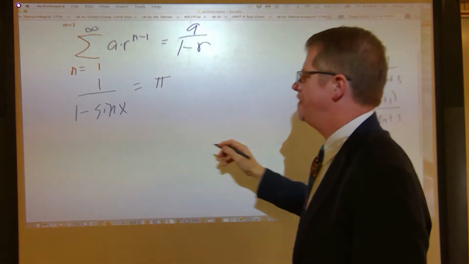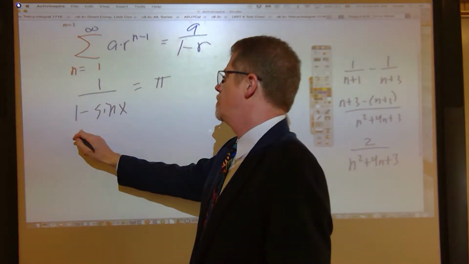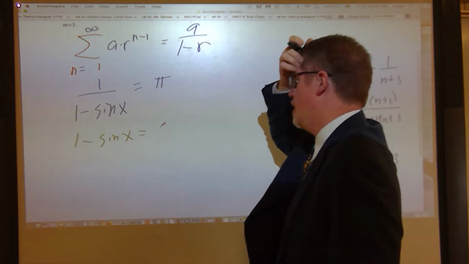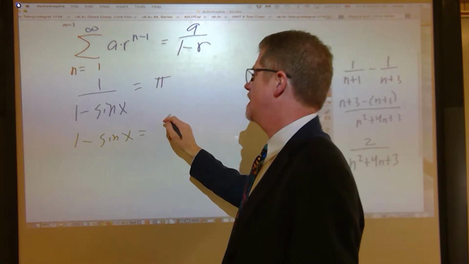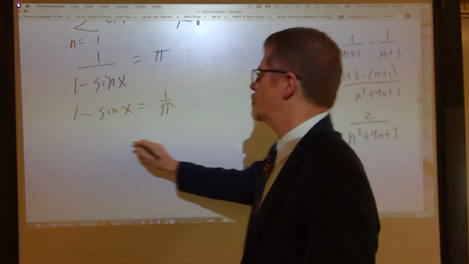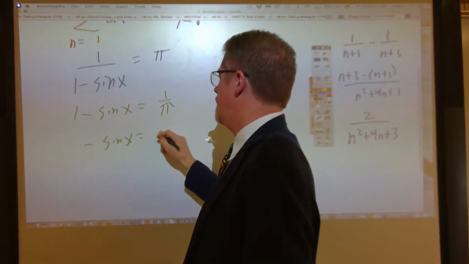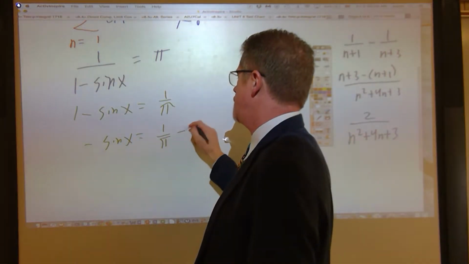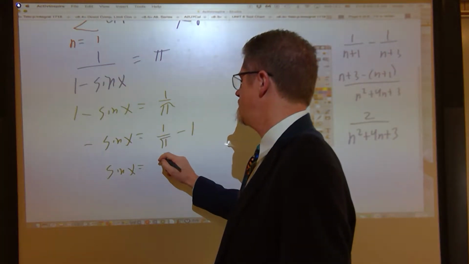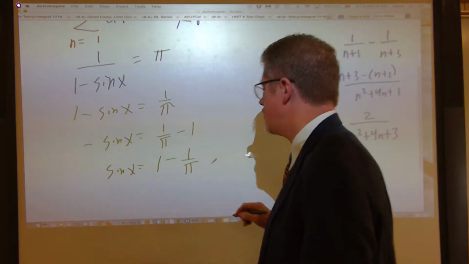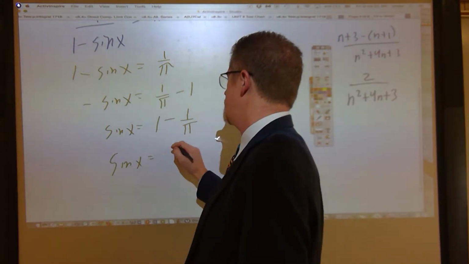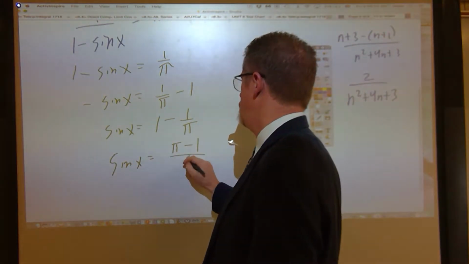Well, let's see how you're doing. Hopefully at some point along the line you wrote 1 minus sine x is 1 over pi. Subtracting 1 from both sides gives me 1 over pi minus 1. Multiplying both sides by negative 1 gives us 1 minus 1 over pi. And getting the common denominator gives us sine x equals pi minus 1 all over pi.